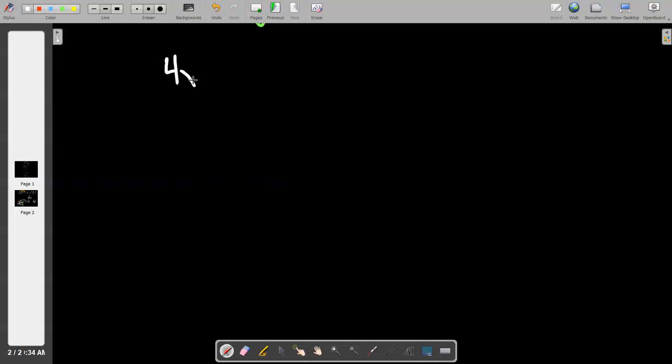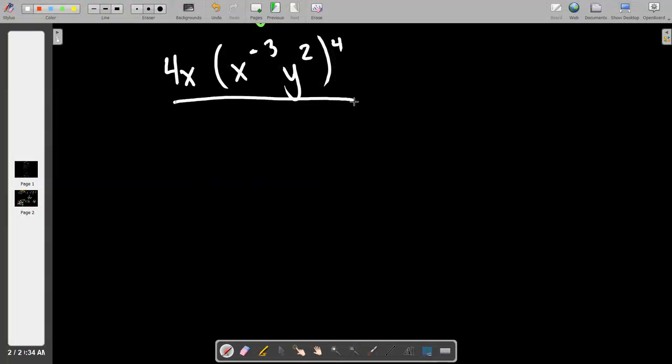We're going to do 4x times x to the -3rd y squared all to the power of 4 all over 10 x to the -6th y squared times 3 times x times y. We've kind of reached the point now where we got to put it all together. The only property I think that's not going to show up here is the 0 property. I don't see any things to the 0 power, but this is a mess.